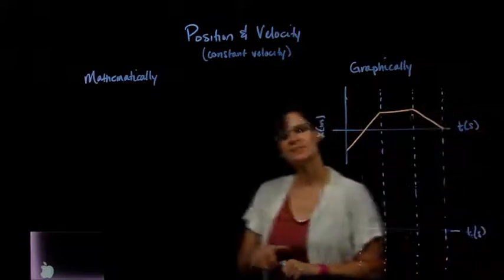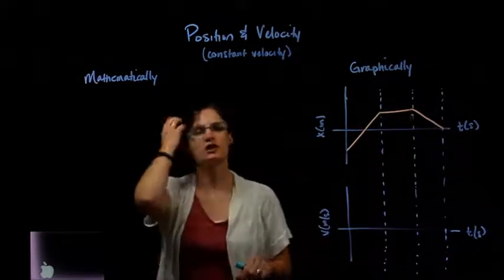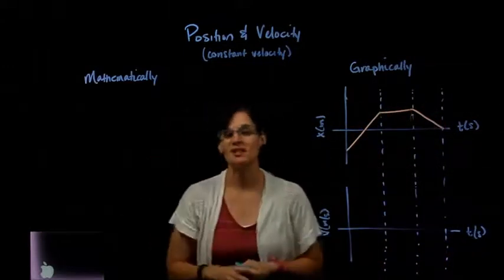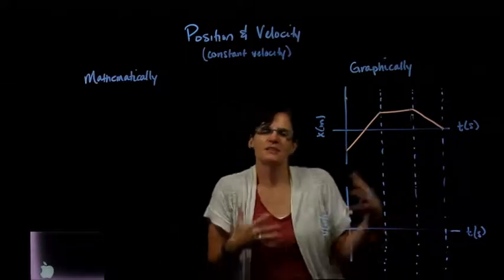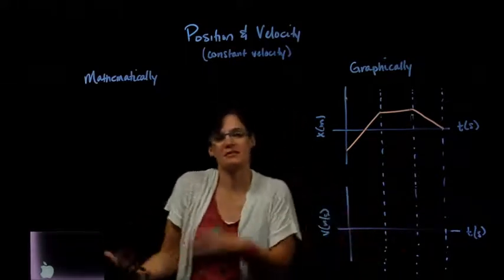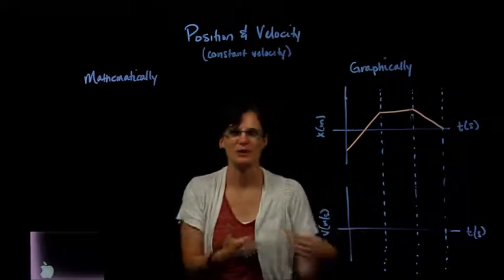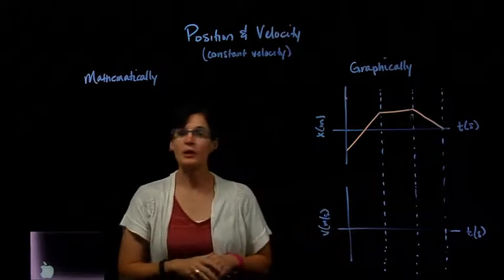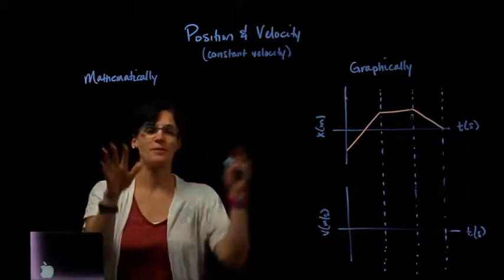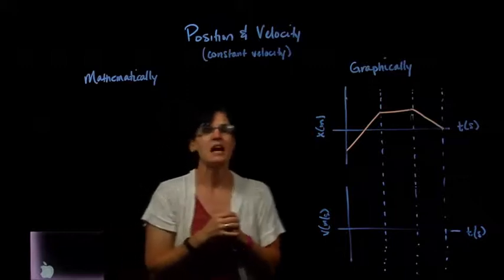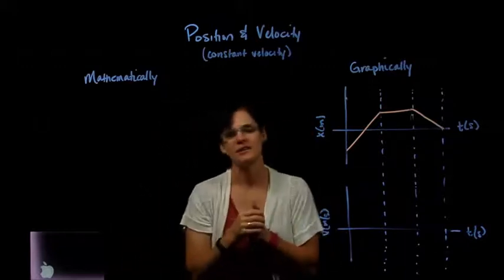Okay, so in this mini lecture, we are going to look at the relationship between position and velocity. How do I get some velocity information from position information, and how do I get position information from velocity information? We're going to do that together, both mathematically and graphically. And we're going to use the example of a constant velocity.